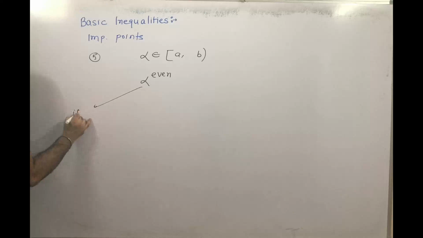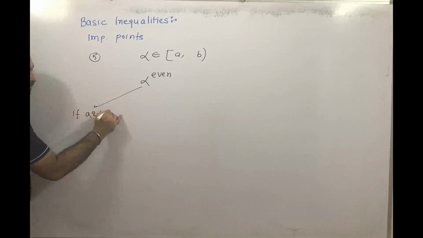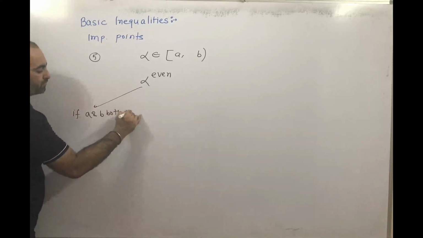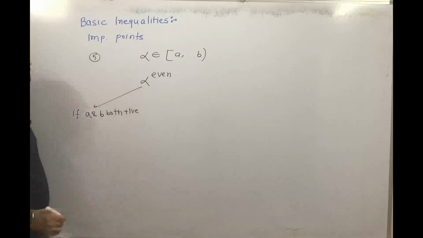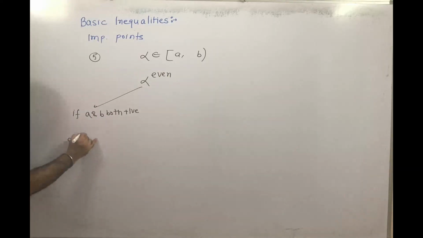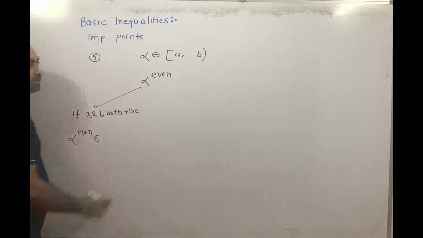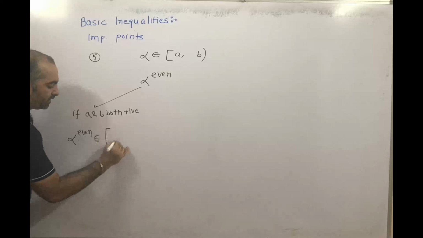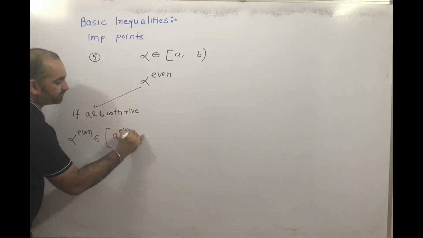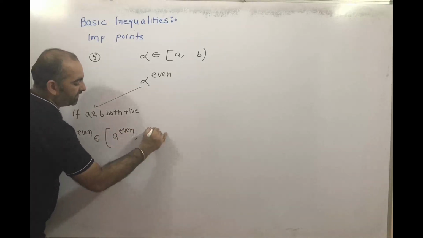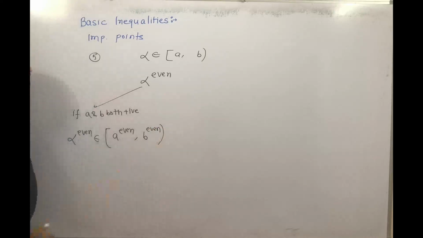If a and b are both positive, then alpha power even belongs to the closed interval a power even, comma, b power even. So this end is not included.